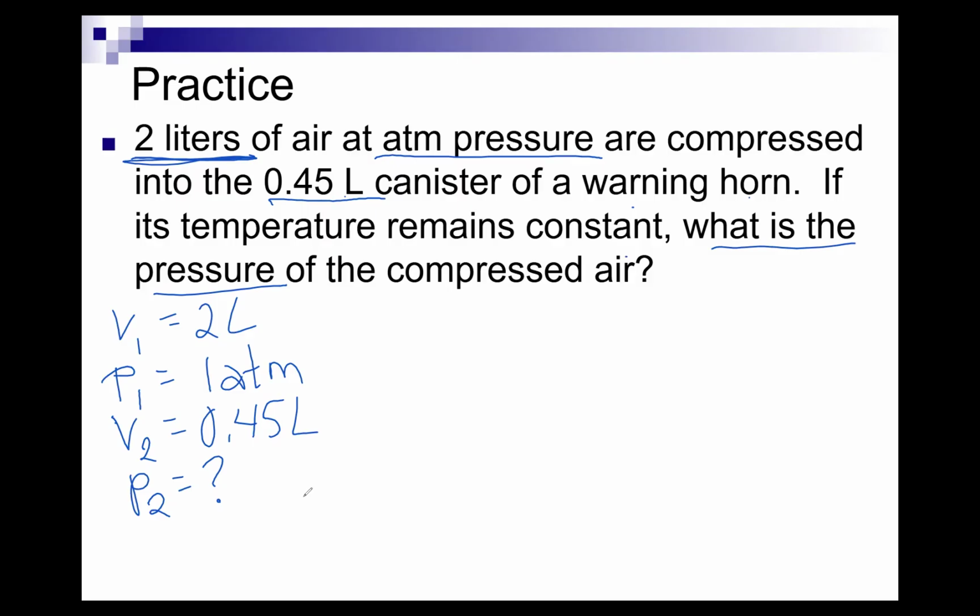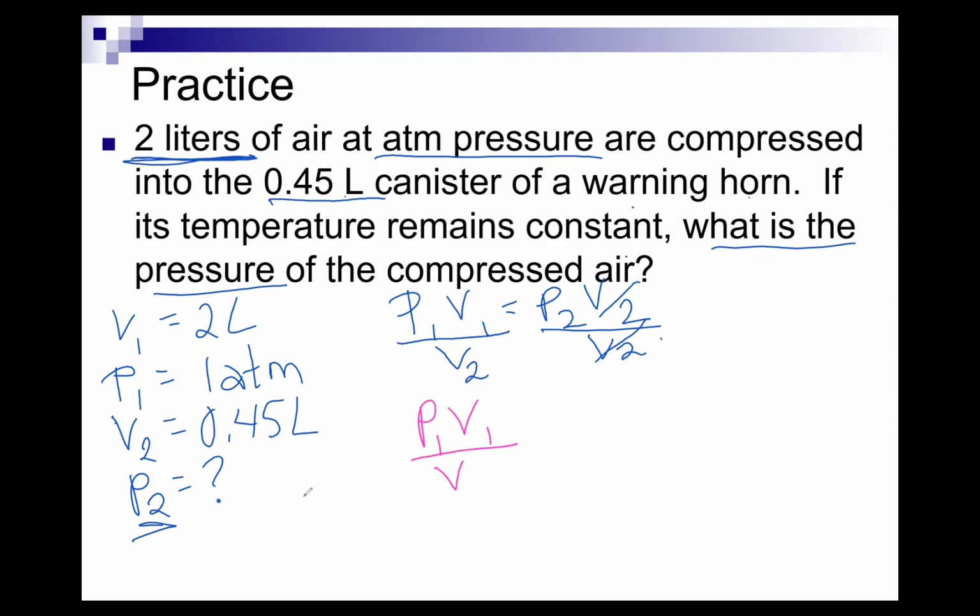So we know we have P1V1 equals P2V2. We want to know what P2 is. So if I want to know what P2 is, I have to get it by itself. To get it by itself, I am going to divide that side by V2, because V2 divided by V2 is 1, and it cancels out. If I do that to the right side, I have to do it to the left side. So now my new equation is P1 times V1 over V2 equals P2.